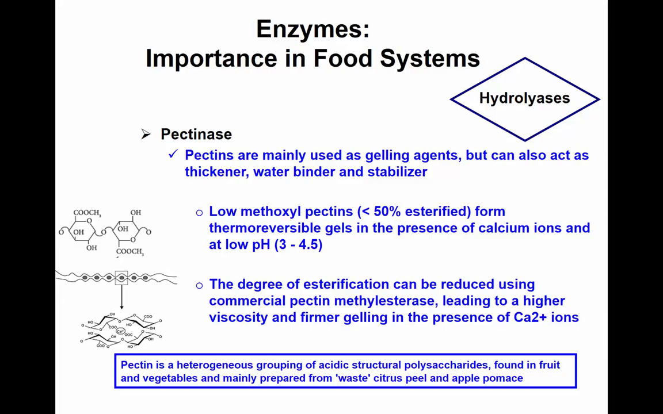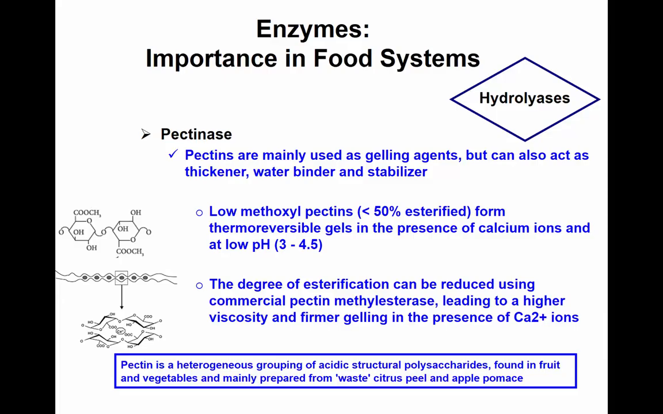Pectinases are different enzymes that break down pectins. Pectin is used as a gelling agent, and the way it thickens, binds water, and acts as a stabilizer is when there is a positive ion such as calcium and you have carboxyl groups. The negatively charged carboxyl groups interact with calcium and form bridges between different pectin molecules. Therefore they can bind water and form a gel matrix.